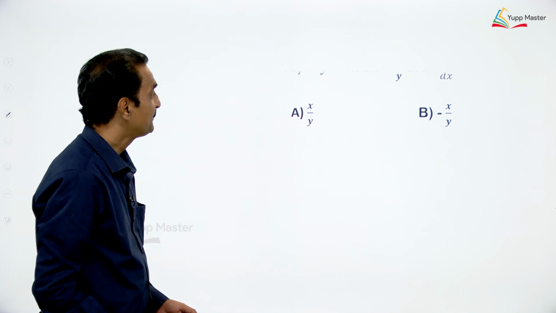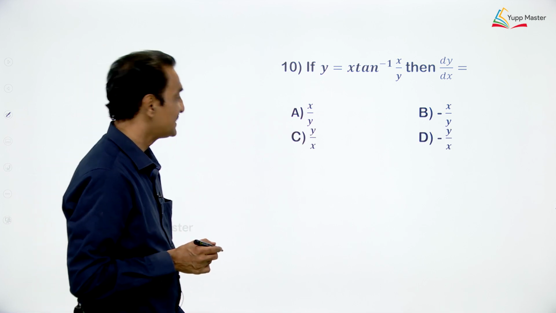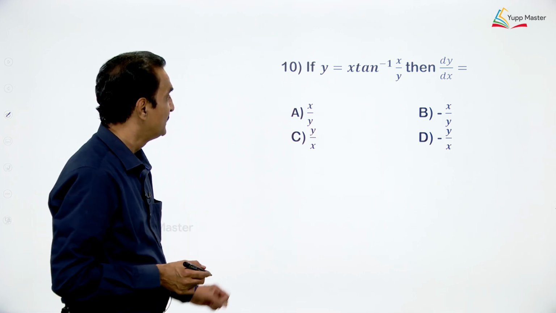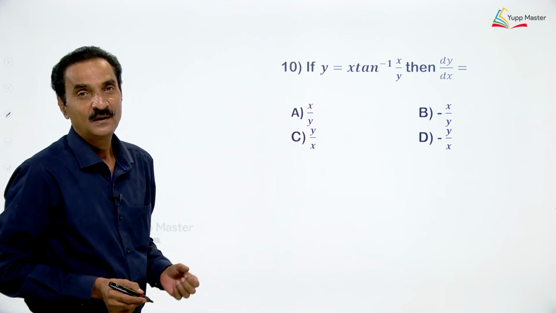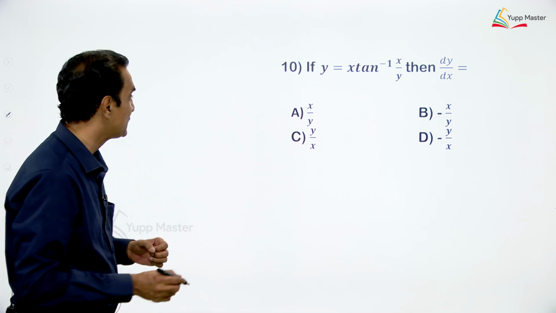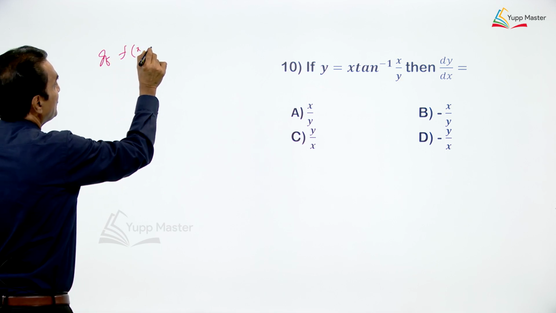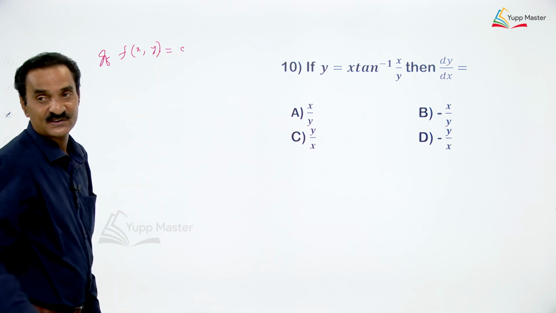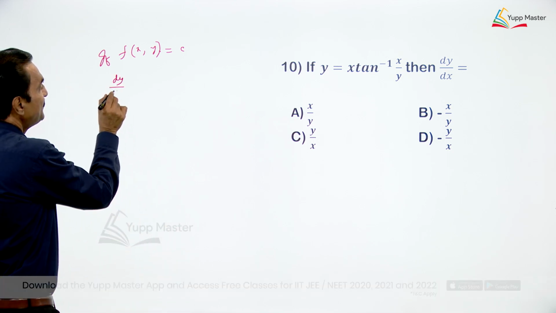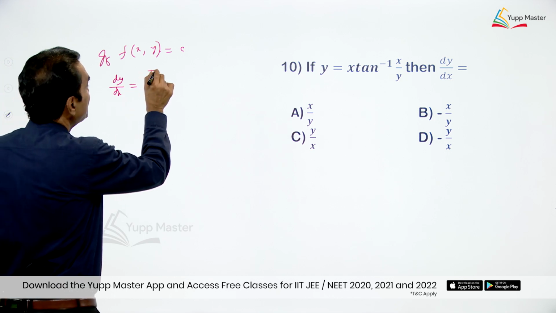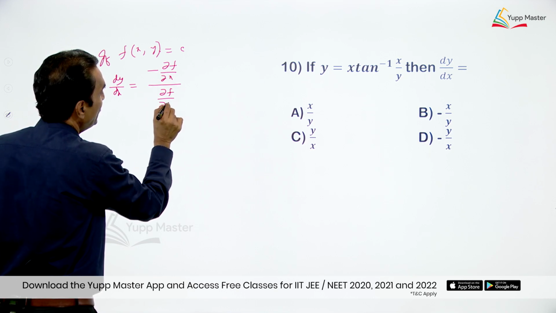Now, moving to next question. If y is equal to x tan inverse x by y, find dy by dx. Options are given. This kind of function is called implicit function, and for implicit function, what is the method of finding dy by dx? If you take an implicit function, f of x comma y is equal to c, then dy by dx is equal to minus of dou f by dou x by dou f by dou y.